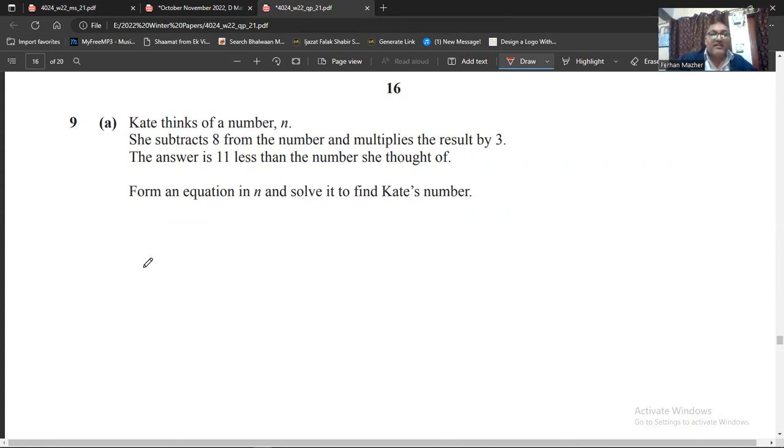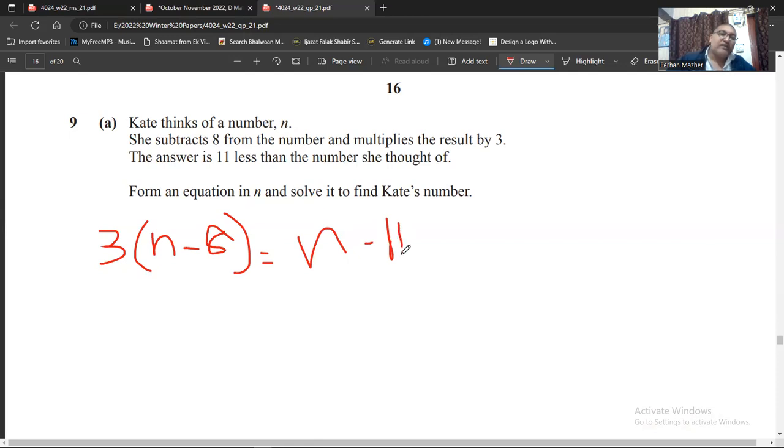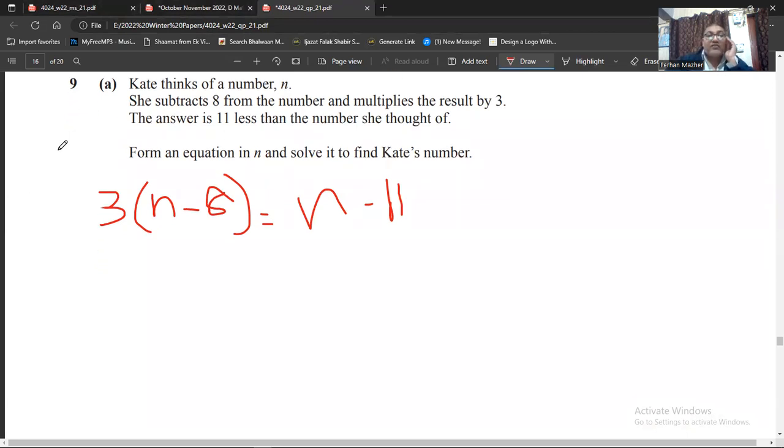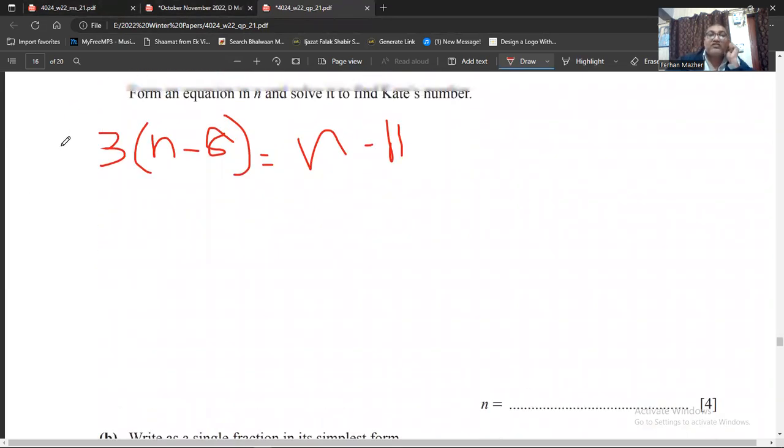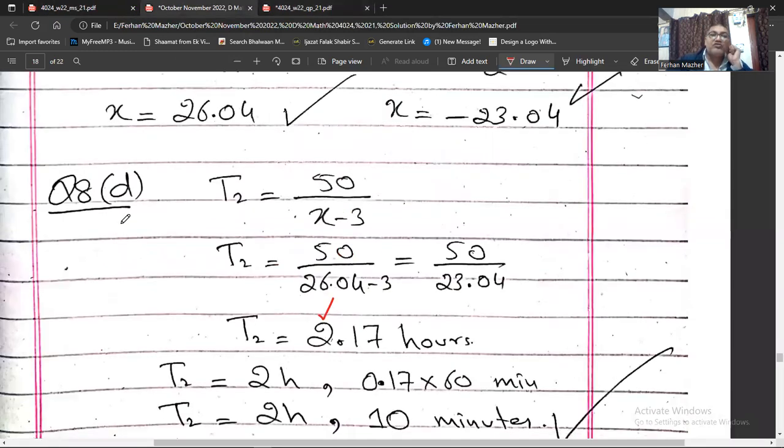So what they are saying is, I say n, and then she subtracts 8 from it. And whatever the answer is, she multiplies it by 3, and that is equal to n minus 11. So that is the equation according to this wording. The important thing is that you understand this wording. So we have to form an equation and then we have to solve. It's a 4 marks question. So let me show you.